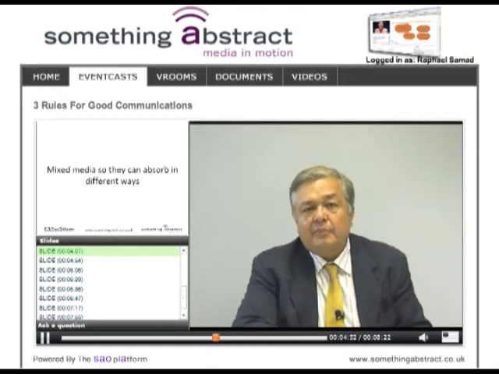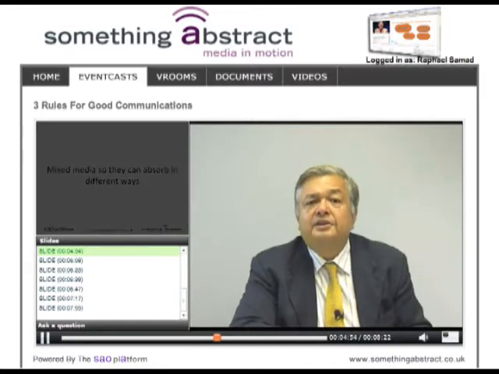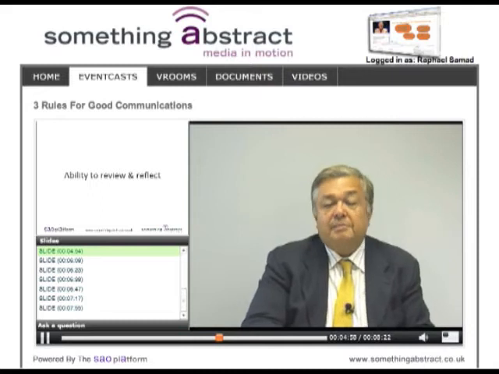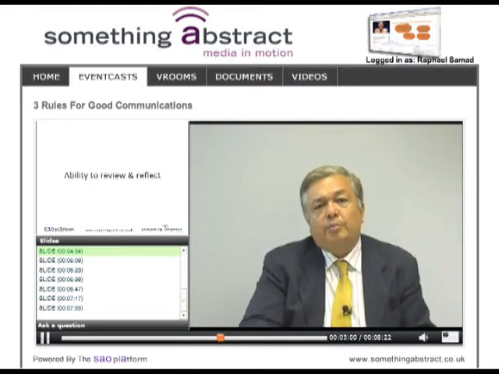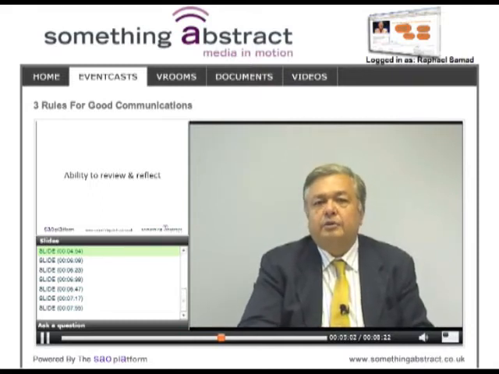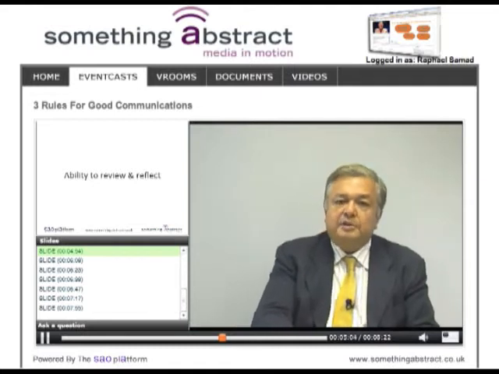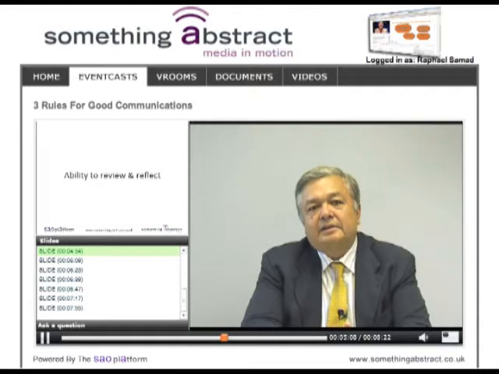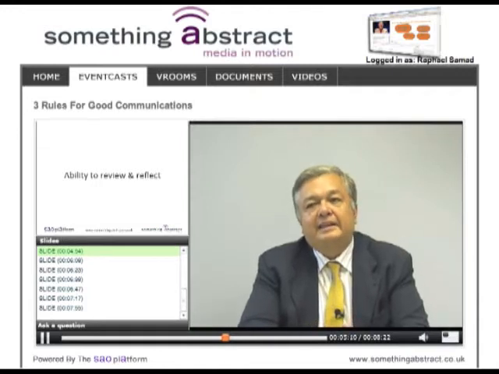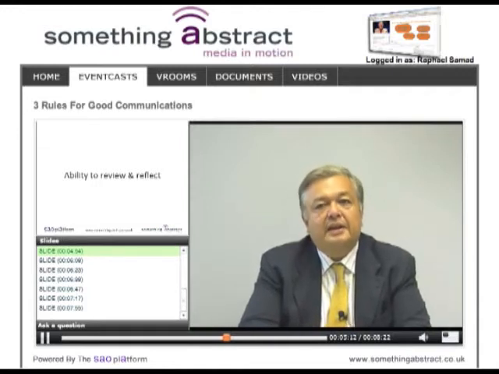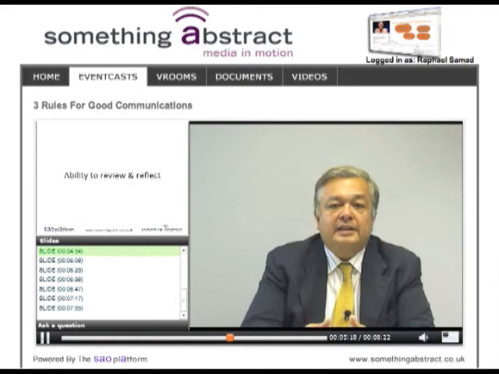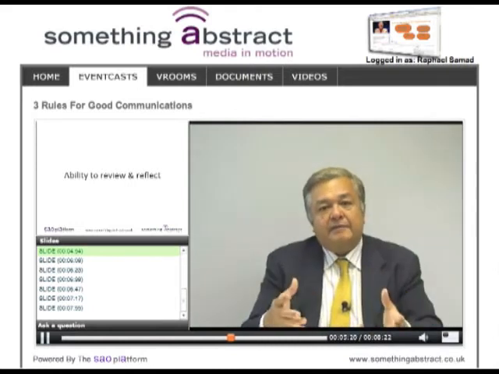Also give your audience the ability to review and reflect. So it's important sometimes, particularly for a complex topic or something that's a little bit difficult to get hold of, that you give people time to think about it, understand it, and think how it might affect them, or think how they might use it, or think how they might understand that subject area. What this means is we need to give them a system that allows them to have this ability.